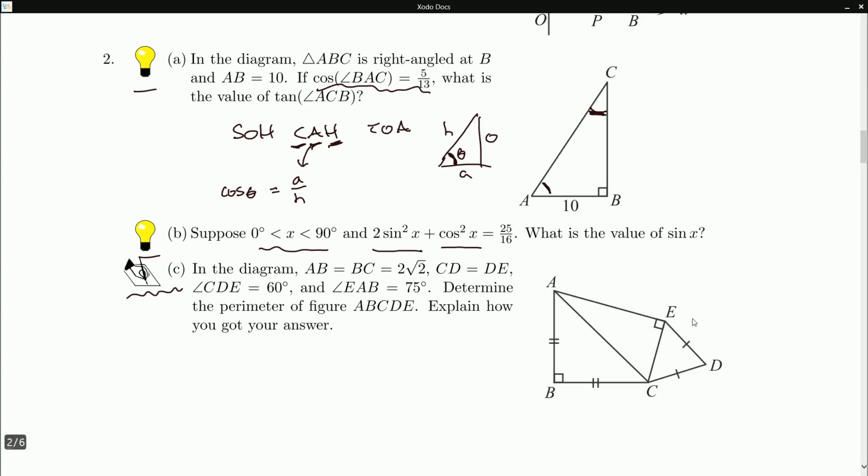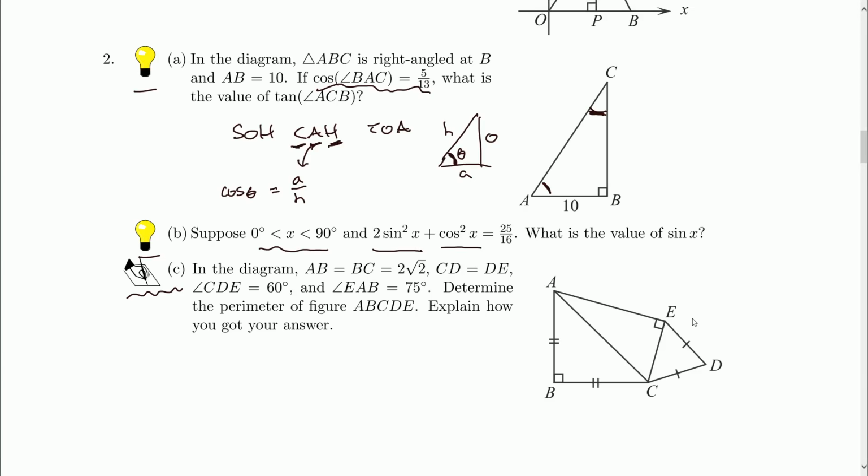Okay. So what do we got left? We've got C part. In the diagram, AB is equal to BC, which they have labeled for us quite nicely, and it's 2 root 2. CD is equal to DE. And CDE is 60 degrees. But hey, this is isosceles, so these guys are going to be the same angle as well, and they're going to have to be 60 as well. We'll write that up because this is a written question, but we know those angles now.